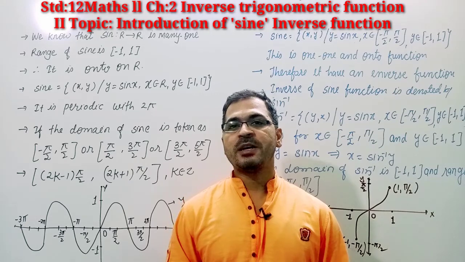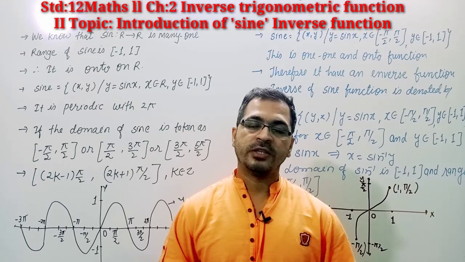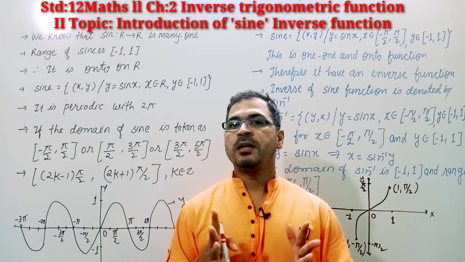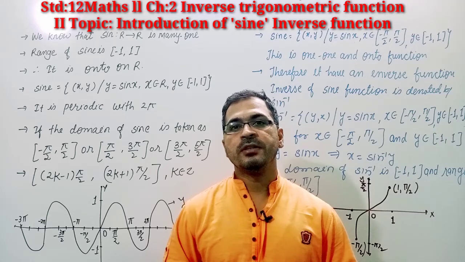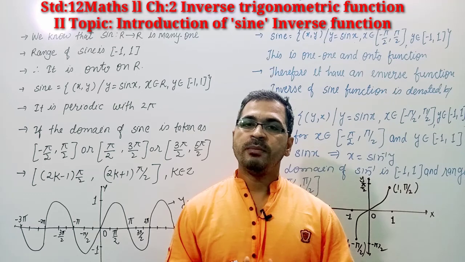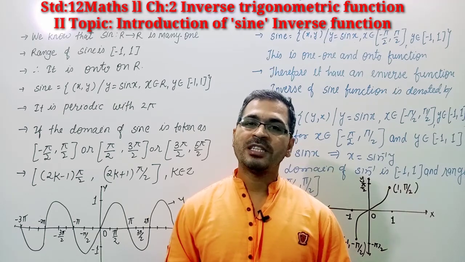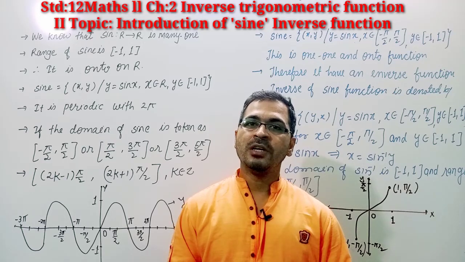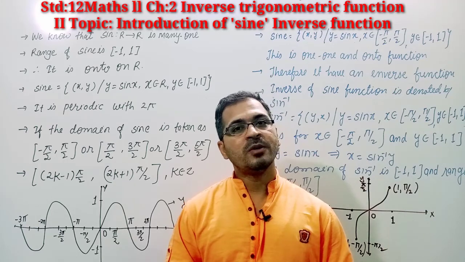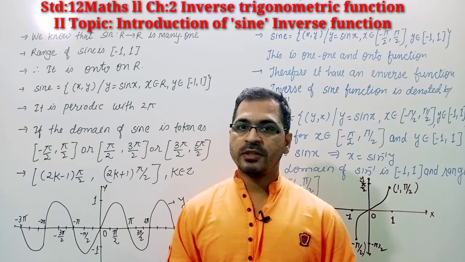Students, in our previous chapter, in relations and functions, we learned about the inverse of functions, and we discussed the nature of the sine function. We know that the sine function is one-one and onto. It means the inverse of the sine function is possible, because as per the definition of an inverse function, the function should be one-one and onto. Then you can say that the given function has an inverse.